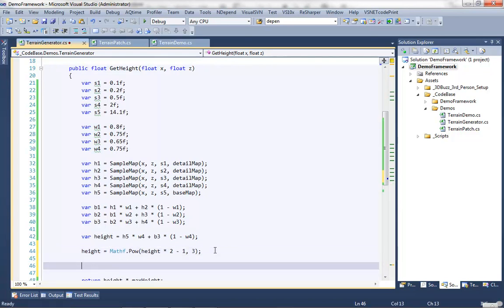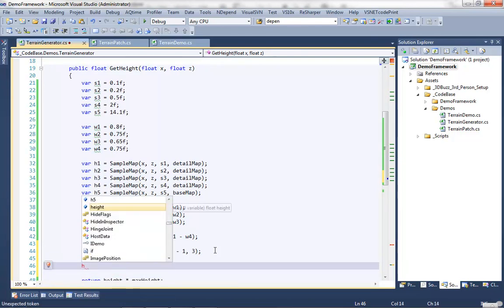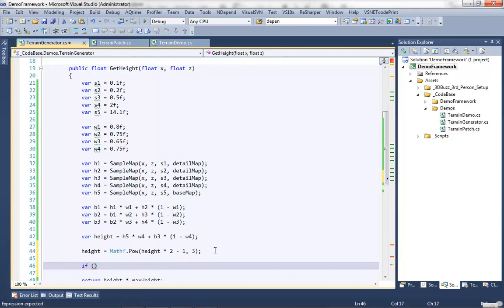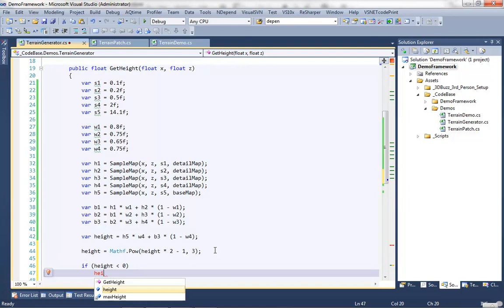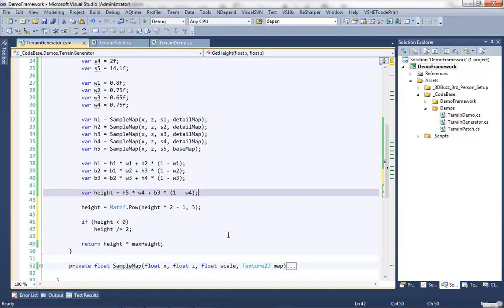All right, so that gives us our curve, but we haven't done anything about what happens if the number is negative. So if height is less than 0, then we can go height divided equal 2, semicolon. And what I'm going to do is take our max height from here now, and I'm going to multiply it up here.